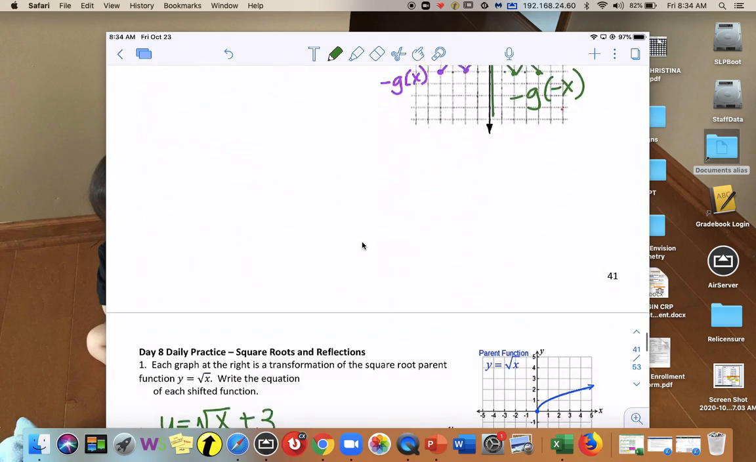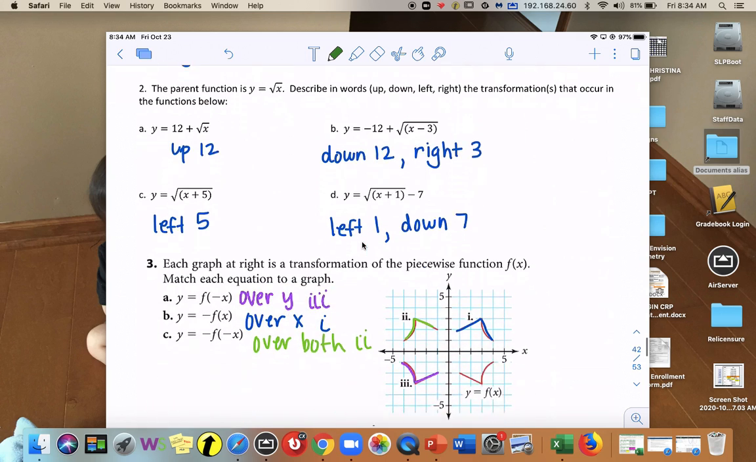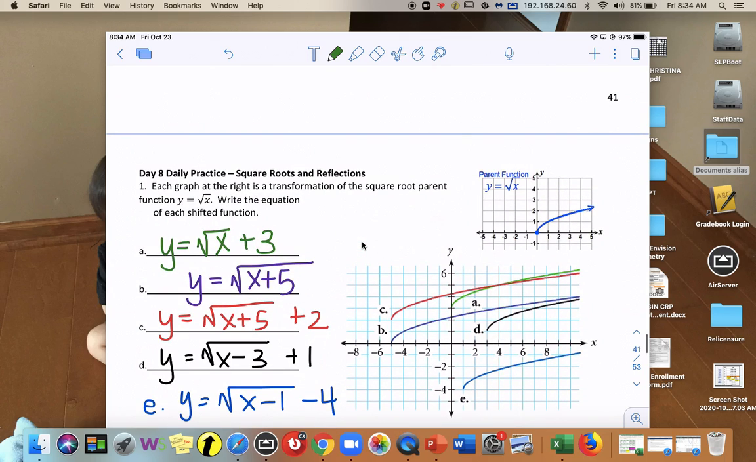So in your assignment today, you will practice looking at these graphs, coming up with the equations, but also drawing them. So that'll be your goal today, is to finish the day 8 daily practice.